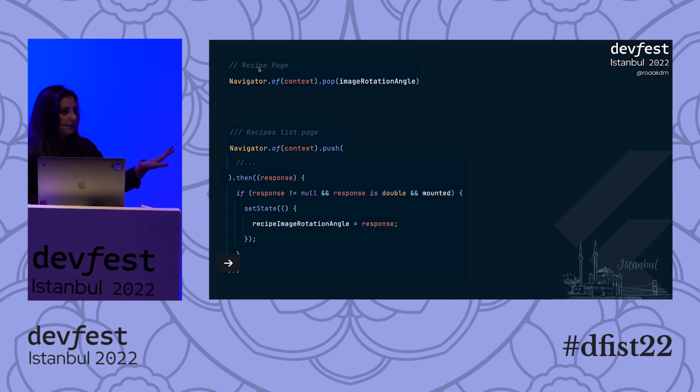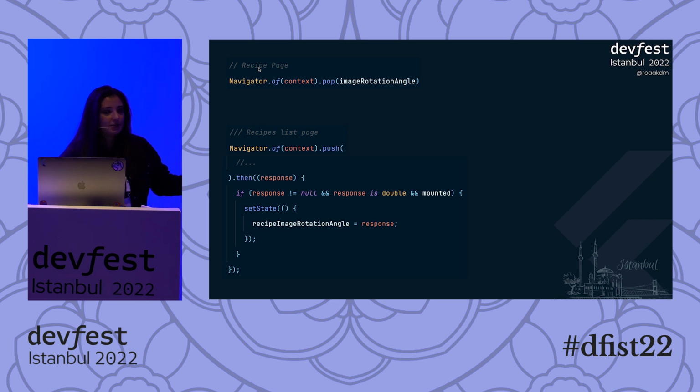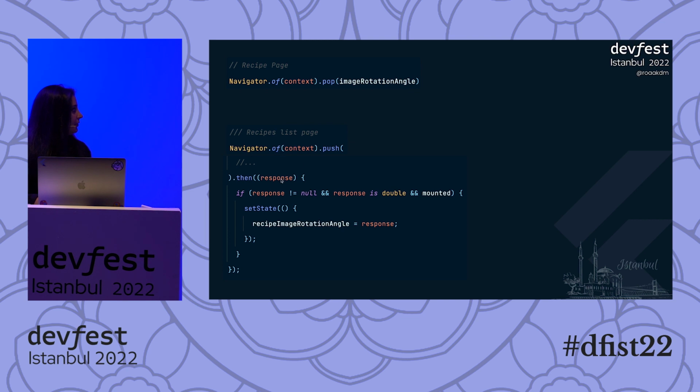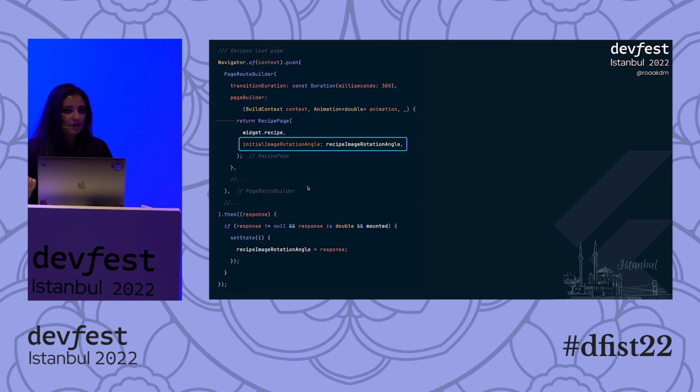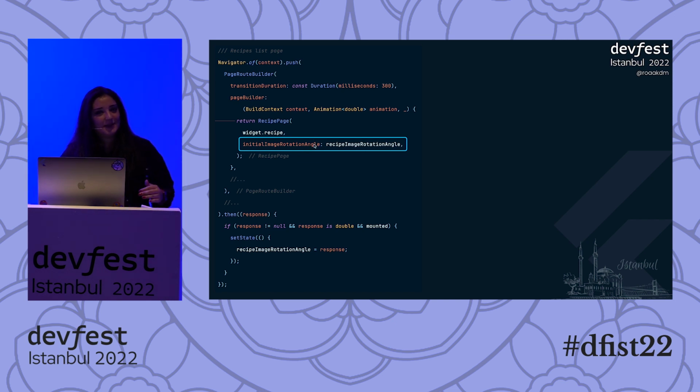Okay, so this is what makes or breaks the hero animation. We are making sure that in the recipe page, when we pop the navigator, we pass back the rotation angle, and inside the recipes list page, we use it to change the hero in the first page, and also to give the variable back into the next page. So this is a bit confusing. The main idea is to preserve this angle all the time, so that whenever I'm popping and returning, it's the same angle always, and nothing snaps and ruins the hero animation.